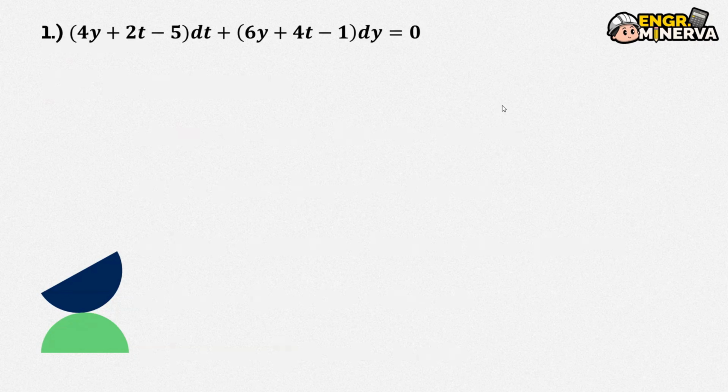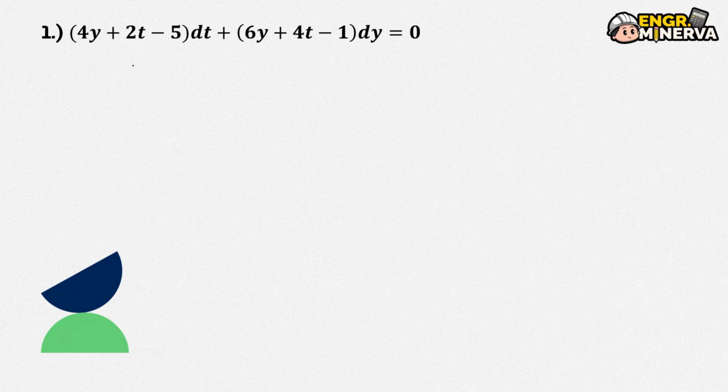So our first example is (4y + 2t - 5) dt + (6y + 4t - 1) dy = 0. Before we solve any exact differential equation, we will first try to check if the differential equation is exact. So that is by using the partial derivative.